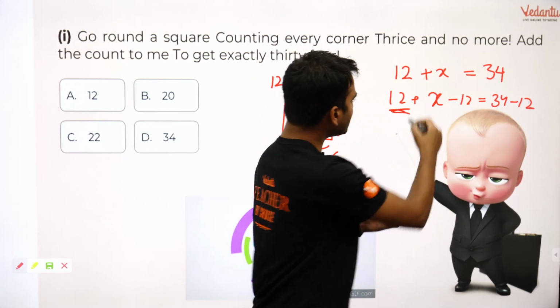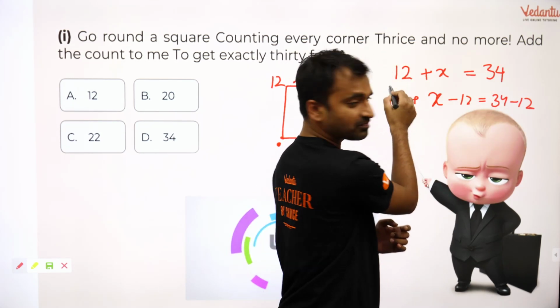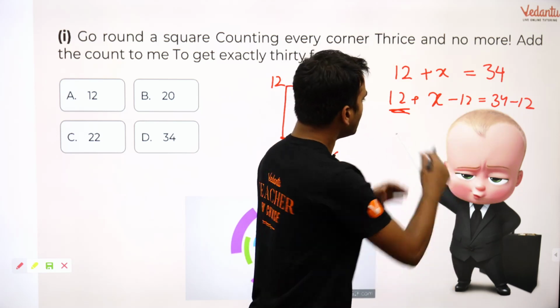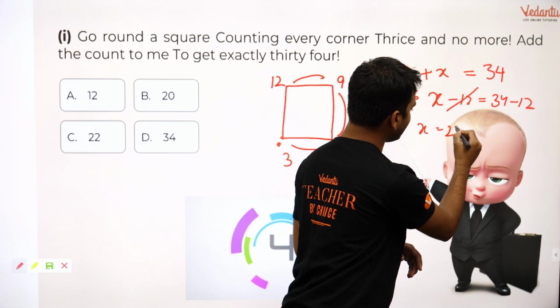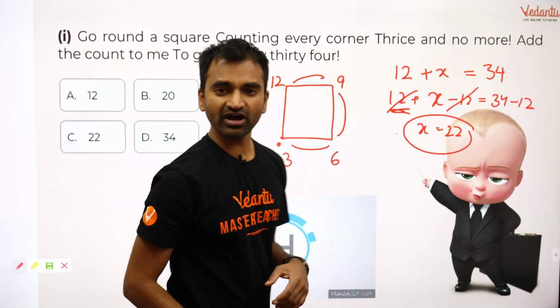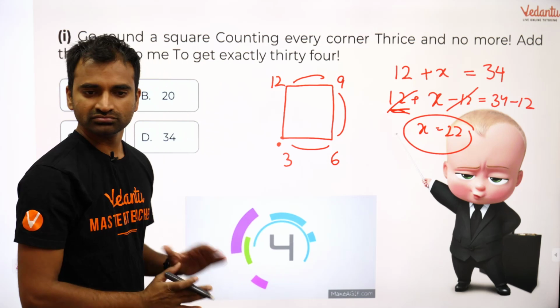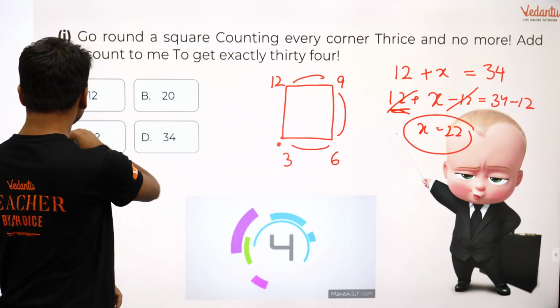right? So either you can take 12 to the other side, this is plus 12, on the other side it will become minus 12, or you can do this, right? This will become 0, x will come out to be 22. Is that fine? Is that fine everyone? Yes, 22 is the right answer.